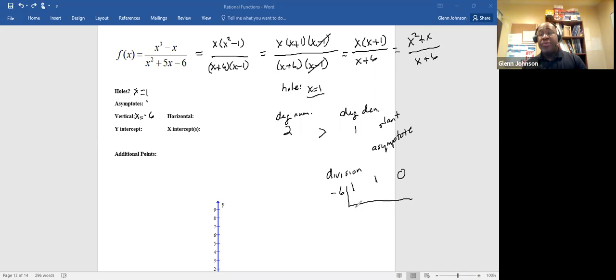And so doing the synthetic division, we bring down the 1. 1 times negative 6 is negative 6 plus 1 is negative 5. Negative 5 times negative 6 is 30, plus 0 is going to give us 30. All right, so the division will be x minus 5 plus 30 over x plus 6. But now remember, we're only concerned with the quotient, not the remainder. So our slant asymptote will simply be the equation y equals x minus 5.